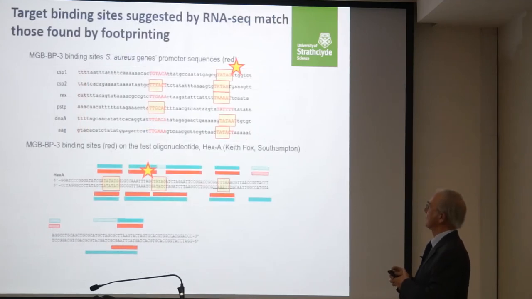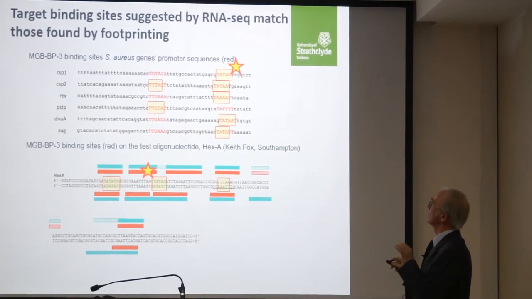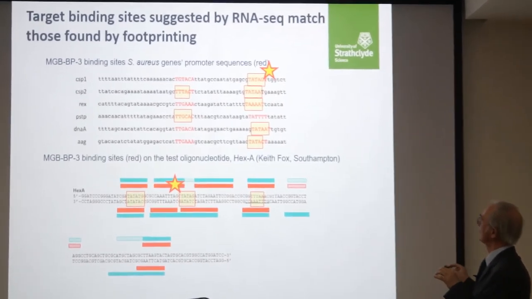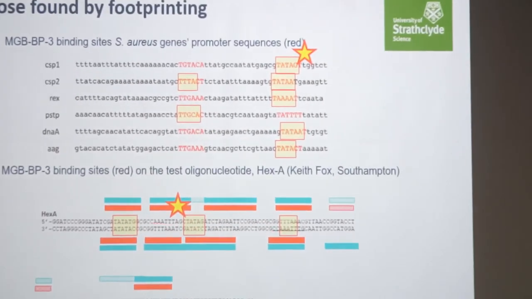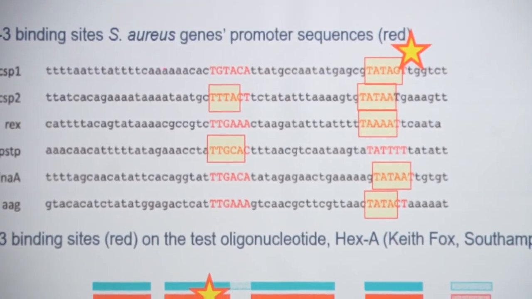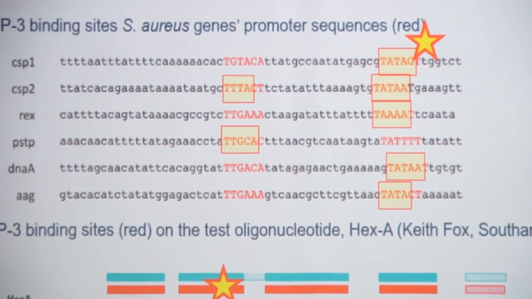This is the data that I showed you earlier from Keith Fox in the bottom part, and this is compared with the binding sites that were deduced from the RNA-seq experiments. And you can see a lot of comparisons where there are matches, and some of them I put in the yellow boxes and highlighted one with a star. The red regions are the promoter sequences.